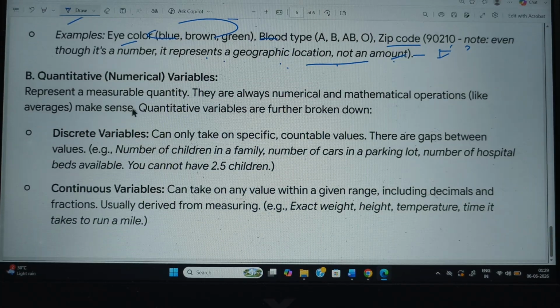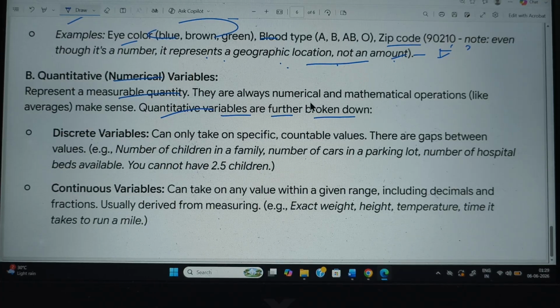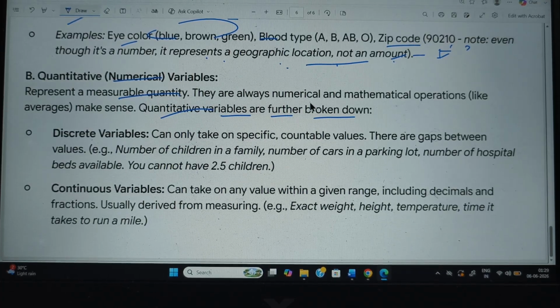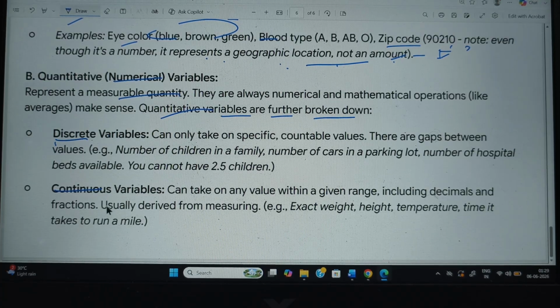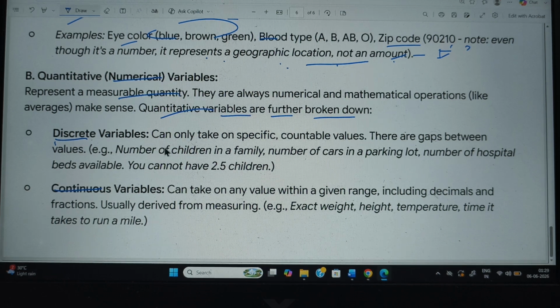And quantitative, as we discussed, is a numerical variable representing a measurable quantity. They are always numerical, and mathematical operations like averages make sense. Quantitative variables are further broken down, as we discussed in the variable part. Even quantitative is further classified into discrete variables and continuous variables. As the name suggests, we'll be discussing these things.